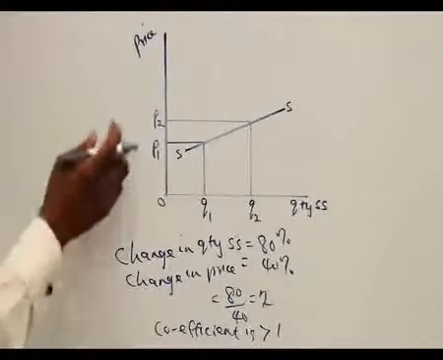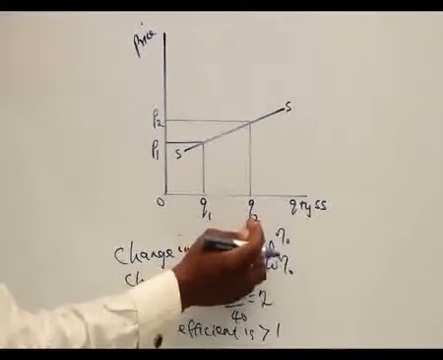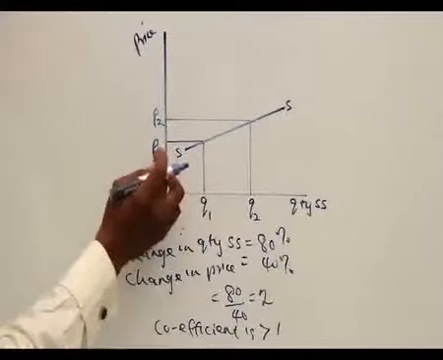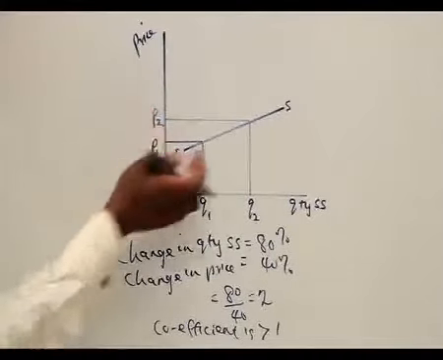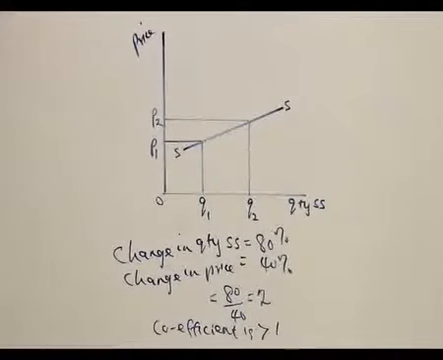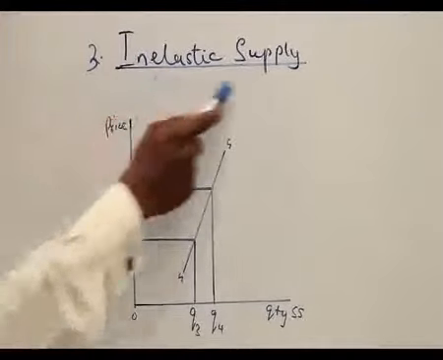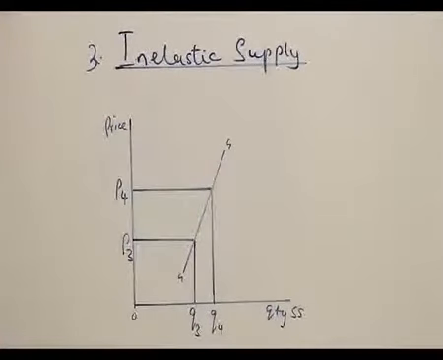The diagram also demonstrates that the change from Q1 to Q2 is greater than the change that we have in price from P1 to P2. The supply curve here is upward sloping.